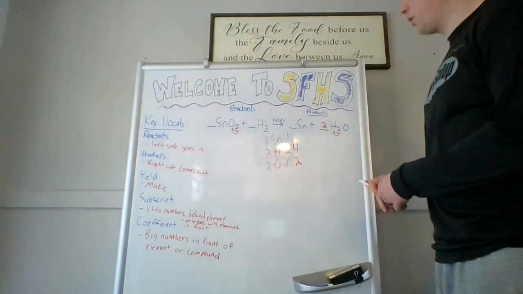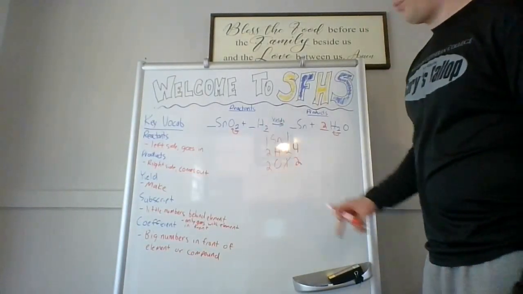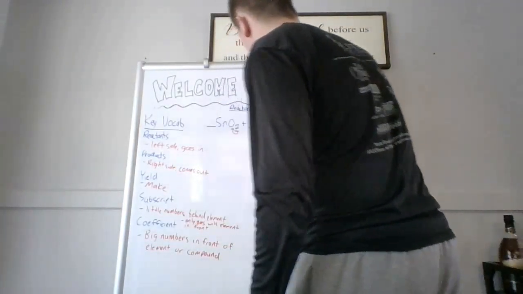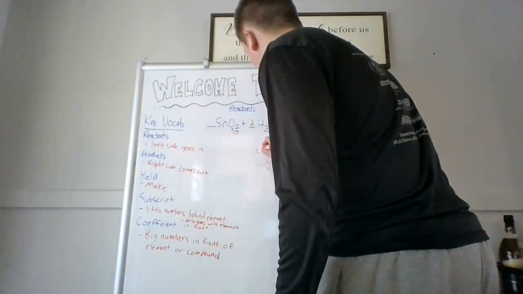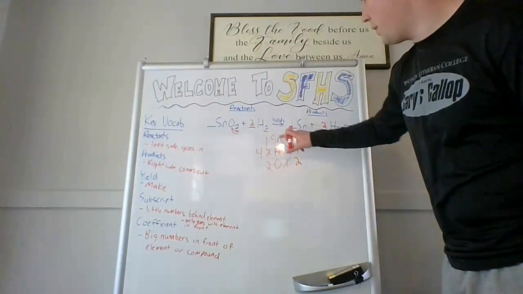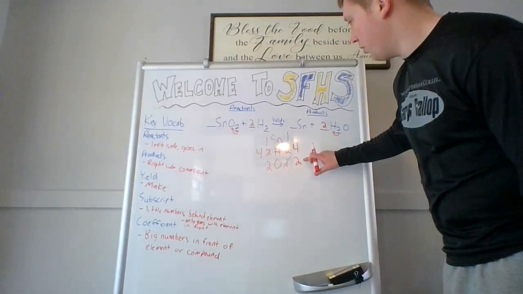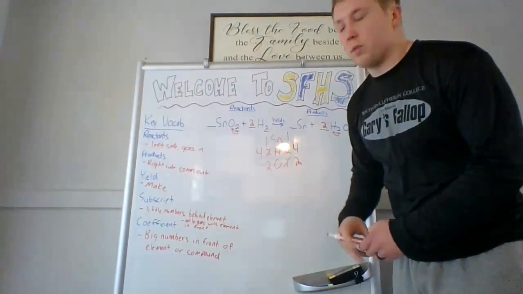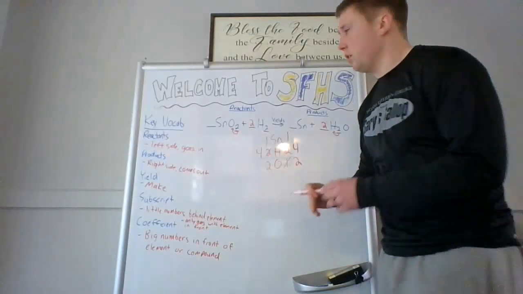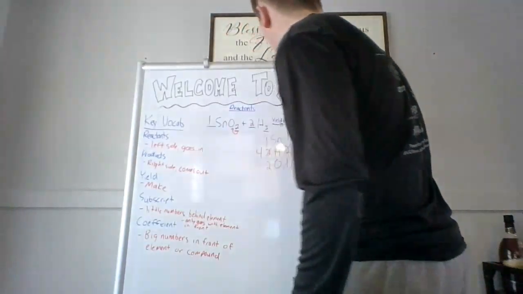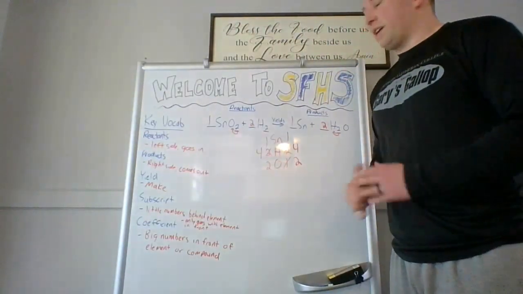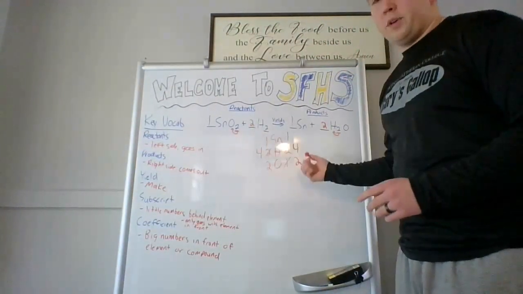So now we have to go back over here and put a coefficient in front of this H. So I'm going to go ahead and put a 2 right there, cross that out, and now our Sn's are balanced, our H's are balanced, and our O's are balanced. One last thing with this, you notice these are still blank. If you don't put any coefficients there, all you've got to do is put a 1 in front of it. And that's all you have to do.